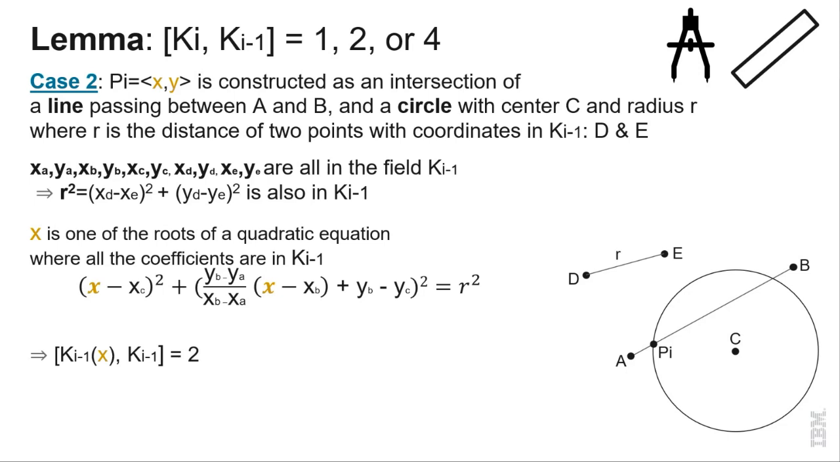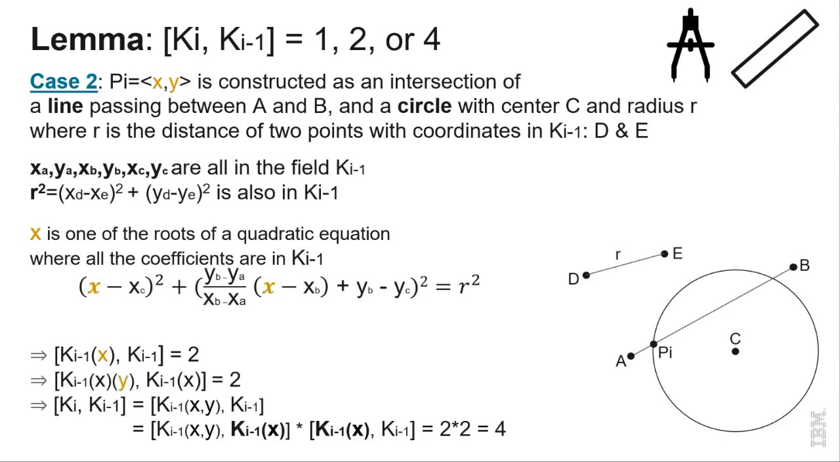That's just like saying that the minimal polynomial for x is quadratic, so its degree is 2. And therefore, if you just adjoin x to the previous field K_{i-1}, you get a field extension of degree 2, again because the minimal polynomial has degree 2. And the same goes for y. If you adjoin y, it has a similar formula. So again, the degree of the field extension adding y is 2. And according to the tower rule, if we have 2 points, you just have to multiply the 2 degrees, and you get 2 times 2, which is 4.